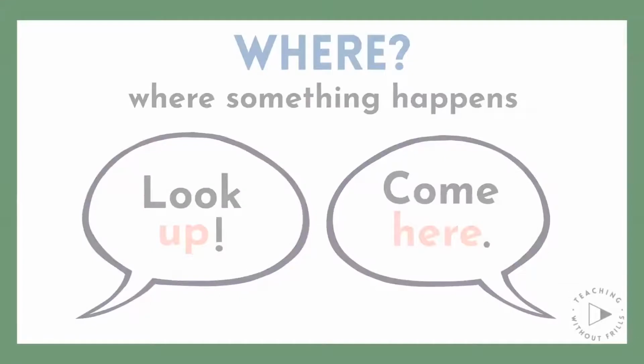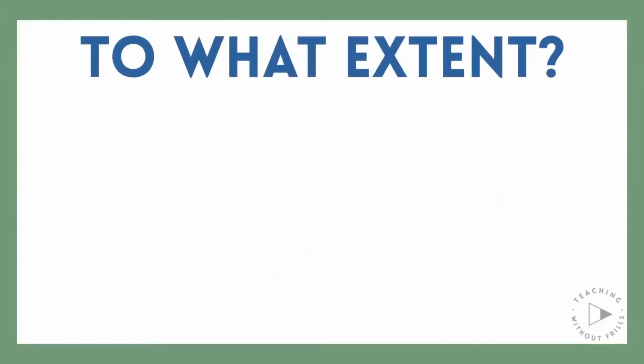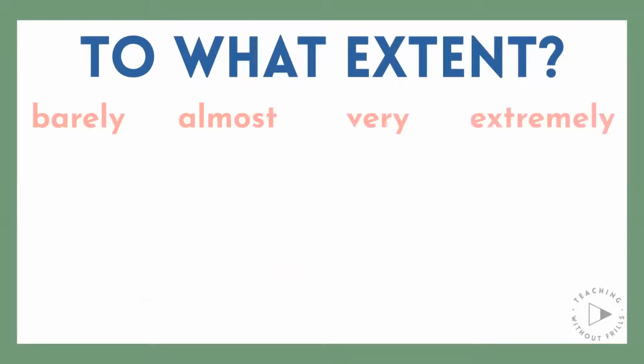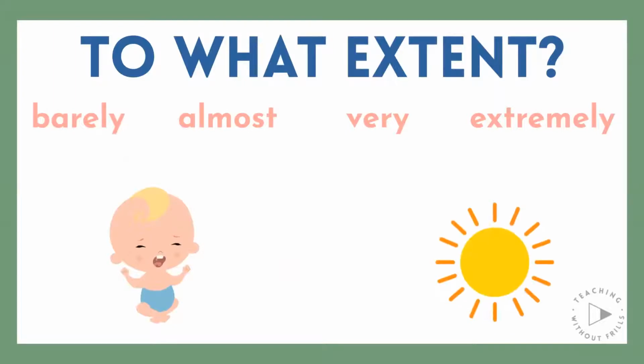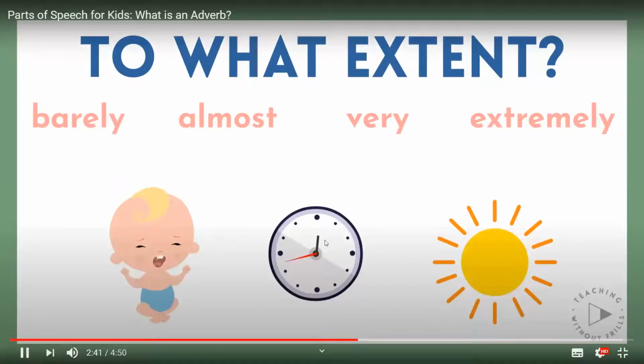Finally, we can use adverbs to answer to what extent. These are adverbs like barely, almost, very, and extremely. These adverbs can describe verbs like almost crying, or they can modify adjectives like extremely hot, or they can even describe other adverbs like very quickly. Can you think of some other adverbs that might answer the question to what extent?